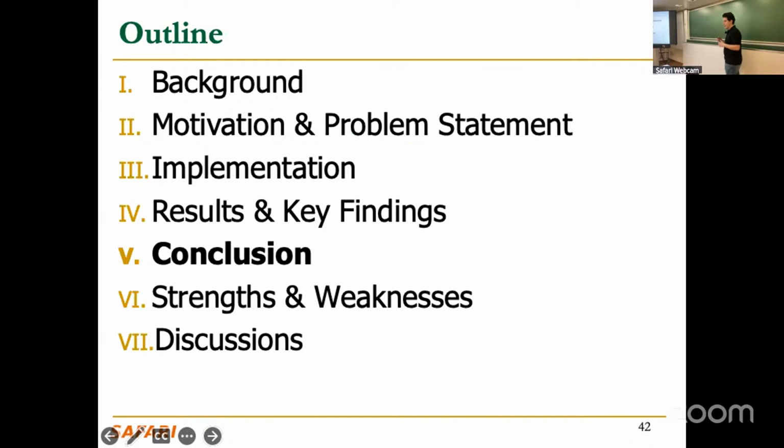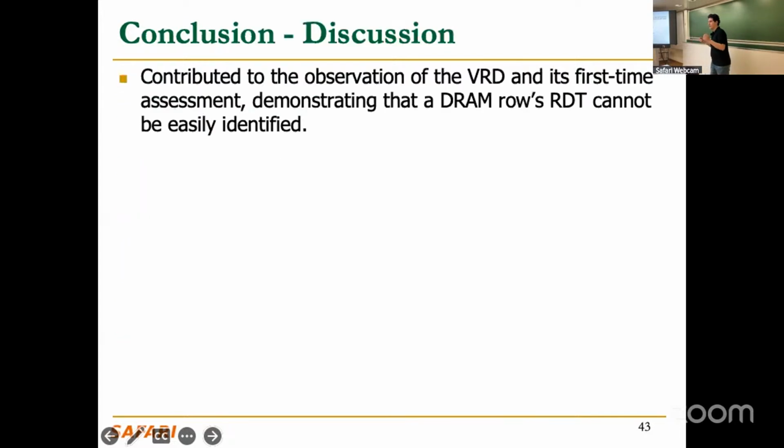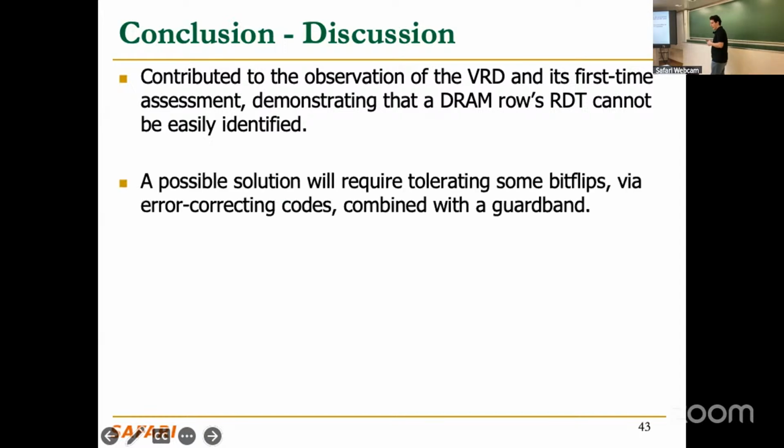And now I would like to start the conclusion part and share the key findings again. We saw that this work contributed the observation of variable read disturbance, as well as its first-time assessment under a serious experimental methodology. It also demonstrated that a row's threshold value cannot be easily identified, and challenged the previous core assumptions about mitigation strategies. We saw a possible solution will require us to tolerate some of the bit flips via maybe error correcting codes or message authentication codes on top of our selected guardband.